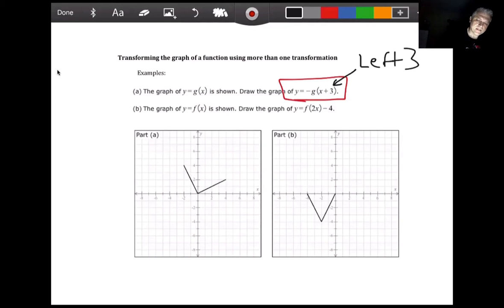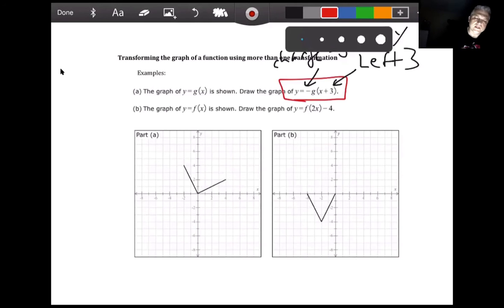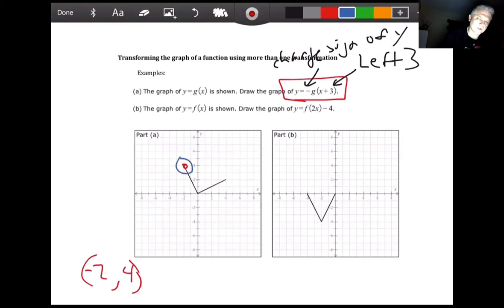That minus on the outside tells me that we are going to change the sign of y. It's a negative on the outside, so change the sign of the y coordinates. All right, so let's look at each of these 3 key coordinates, these key points, the critical points, I like to say. Let's start with this point right here. This is the point -2, 4.